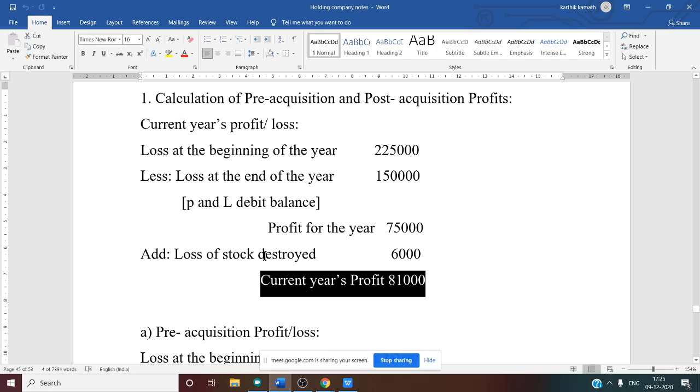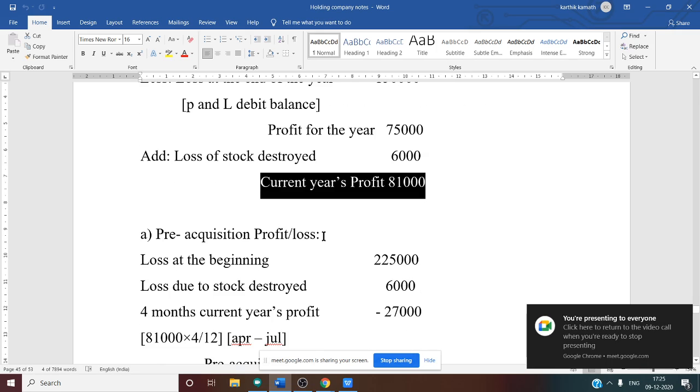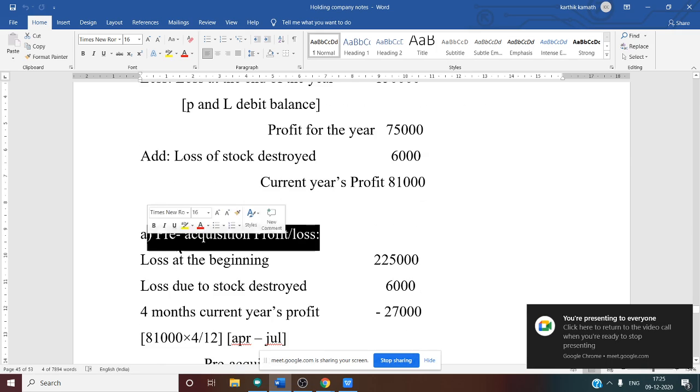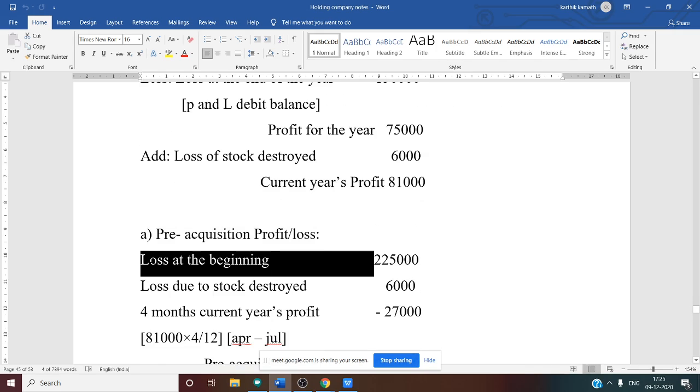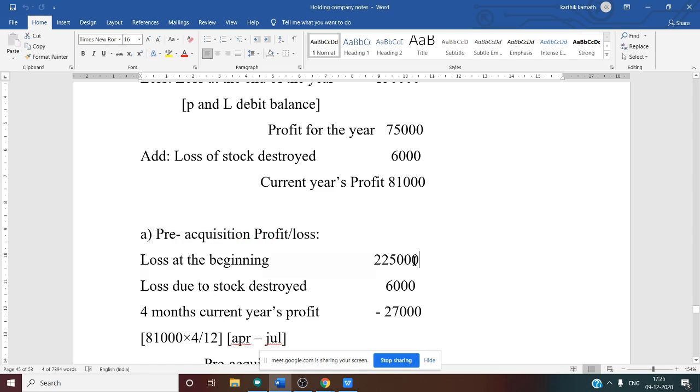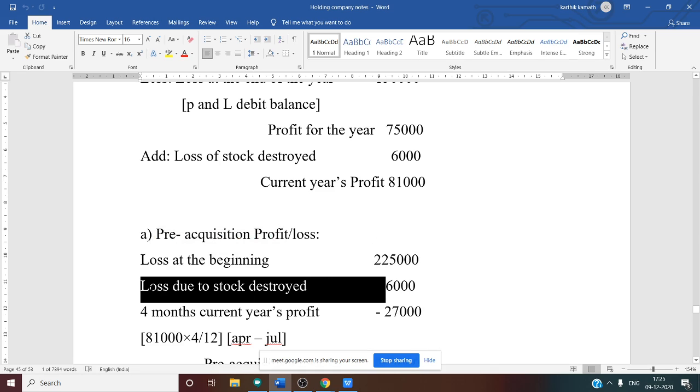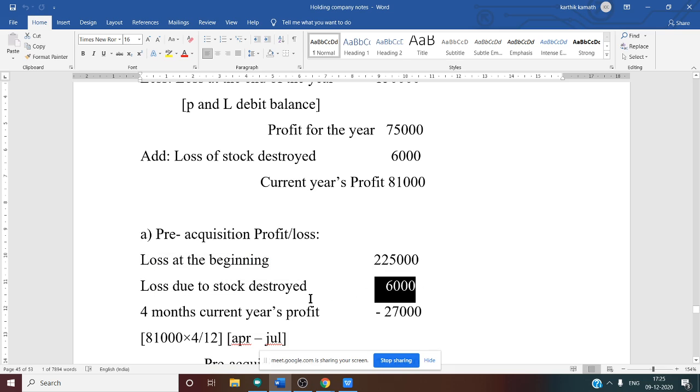So now we will see this. First thing we have to see is whether there is a pre-acquisition profit or not. So for pre-acquisition profit, as it is given in the question, it is given in the adjustment. Loss at the beginning we know is 2,25,000. To that add one more loss, that is loss due to the stock destroyed, 6,000. So now the total loss amount, that is total negative balance, is 2,25,000 plus 6,000, 2,31,000 negative.